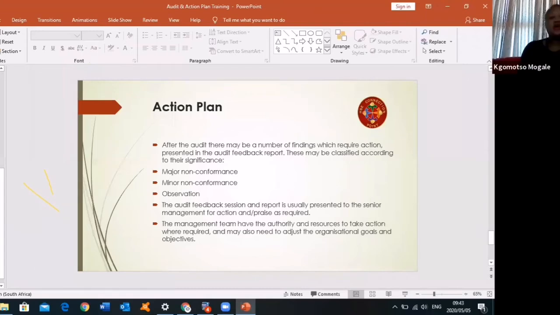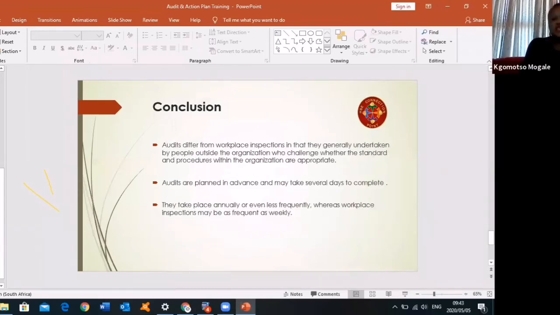So in conclusion, guys, audits differ from workplace inspections in that they are generally undertaken by people outside the organization who challenge whether the standards and procedures within the organization are appropriate. Because the audit, guys, most of the time we prefer to be done by external auditors so that we can get a true reflection of whether the standards and the procedures we have set for ourselves are appropriate. Are we meeting the standards? Are we upholding the standards that we have set for ourselves?